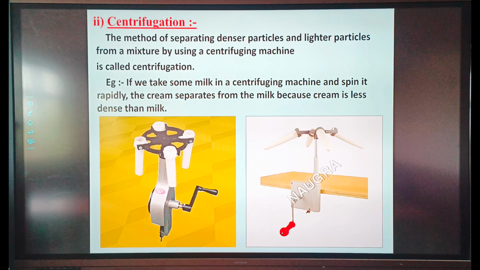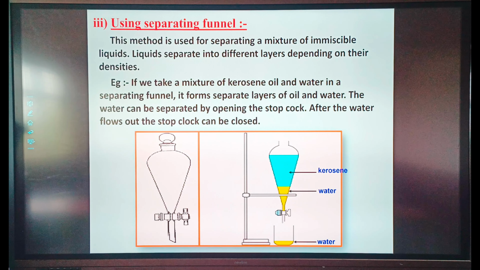Then centrifugation. Centrifugation मतलब क्या करना है आपको, उसको रोटेशन देना है. The method of separating denser particles and lighter particles from a mixture by using a centrifuging machine is called centrifugation. Example दिया हुआ है. Using separating funnel. सेपरेटिंग फनल से भी आप सेपरेट कर सकते हो. For example दिया हुआ है आपके लिए, केरोसिन एंड वाटर.